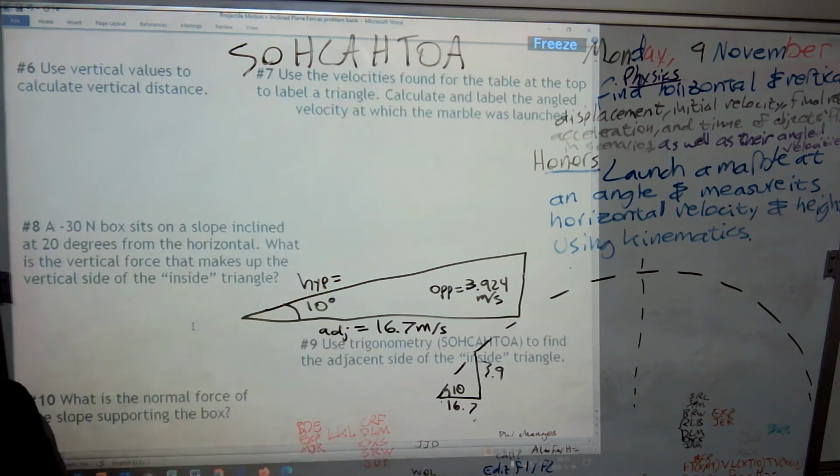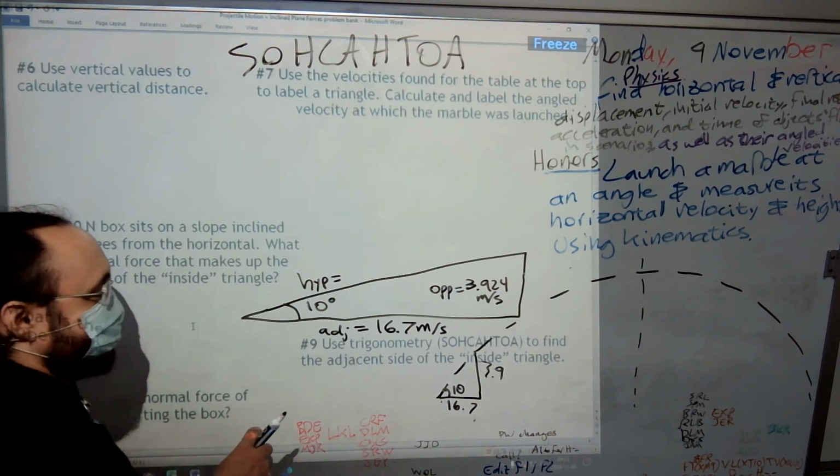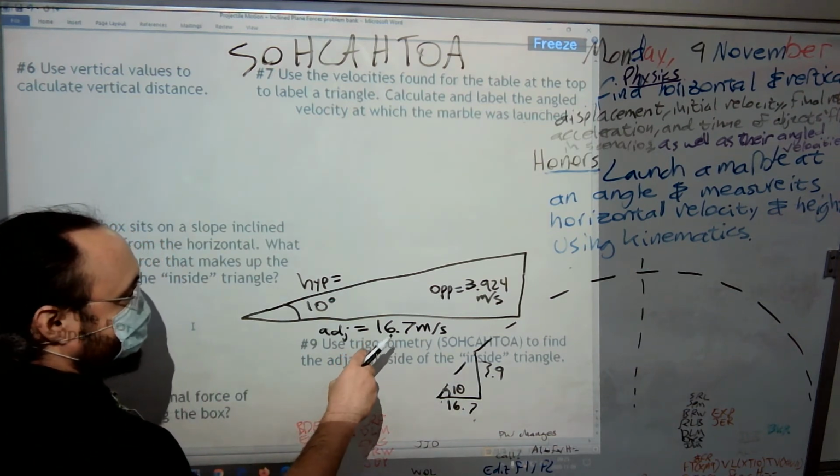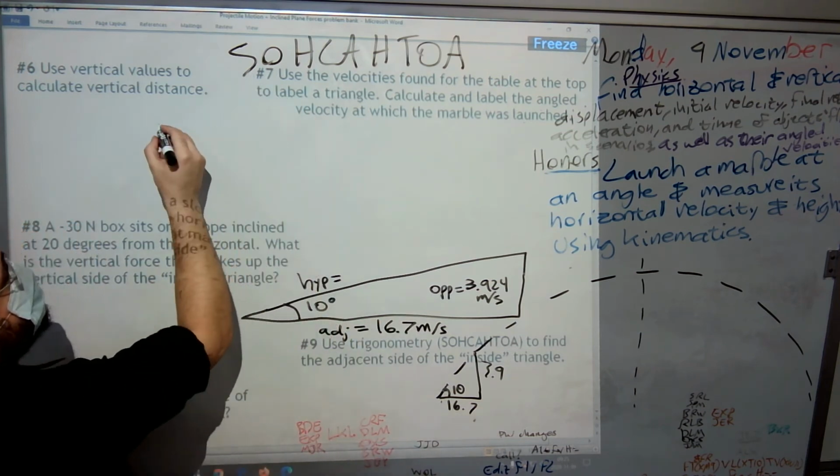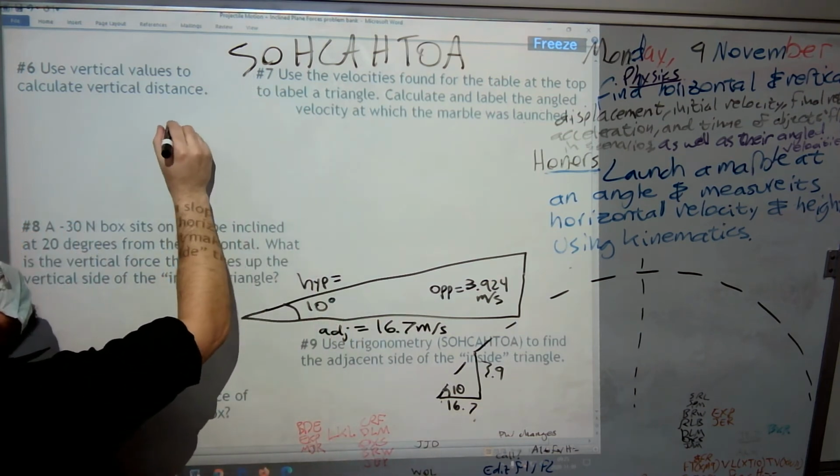Isn't it easier to do 16.7 squared plus 3.924 squared, add them together and then take the square root? Yes, but we're not in 6th grade anymore, so we're doing trigonometry. It's a good way to check your work, though. If you want to do the Pythagorean theorem to check your work for this, then that's a good way to do it. So, if we're using O to find h, O and h go with sine, so write your sine formula.